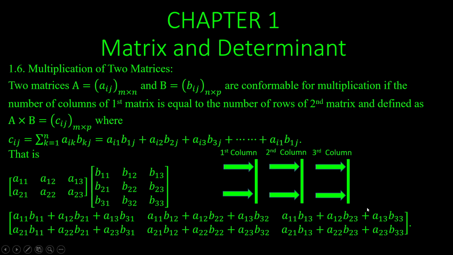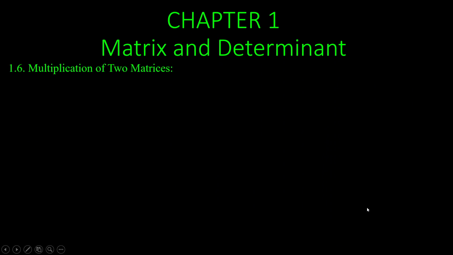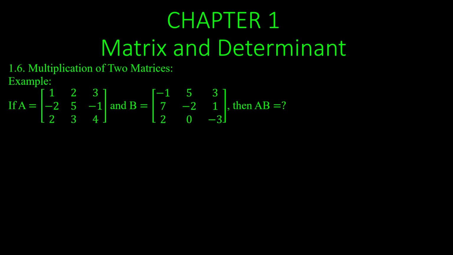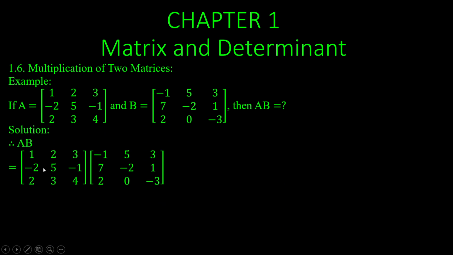Now, let's have a look at an example. Here, an example is given. If A equals [1, 2, 3; -2, 5, -1; 2, 3, 4] and B equals [-1, 5, 3; 7, -2, 1; 2, 0, -3], then we have to find the product of each. To do that, first of all, we write AB equals these two matrices.